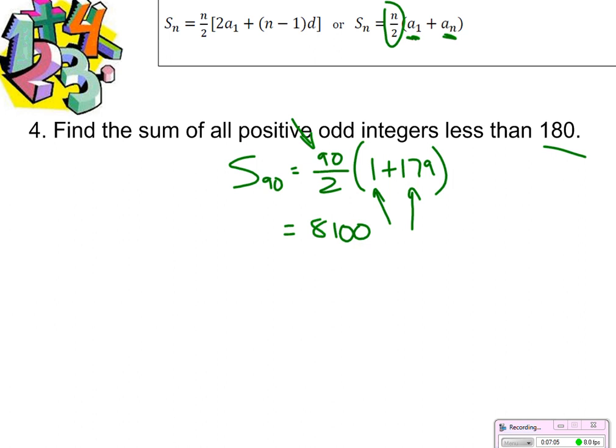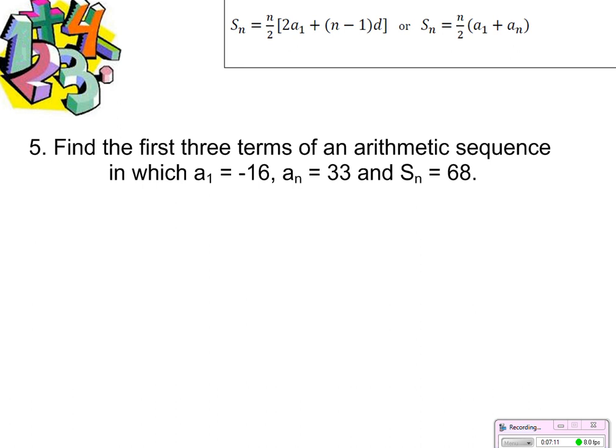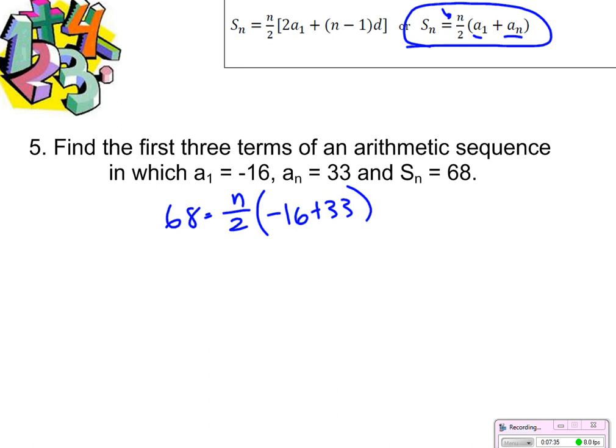So find the first three terms of an arithmetic sequence in which the first one is negative 16, a sub n is 33, and s sub n is 68. So here's where I want to use this one, because I know the first and I know the last. I just don't know what n is. All right, so the sum is 68. I do know that this is negative 16 plus 33. So 68 equals n over 2.